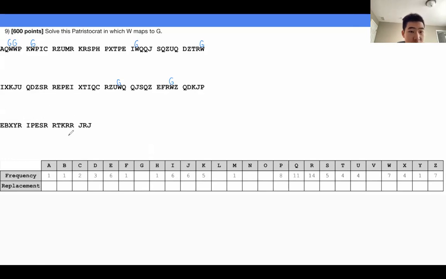I don't see any left. How many is that? 7. Can somebody tell me if W says 7? My chat is covering it. Yeah, it does. All right, thanks.